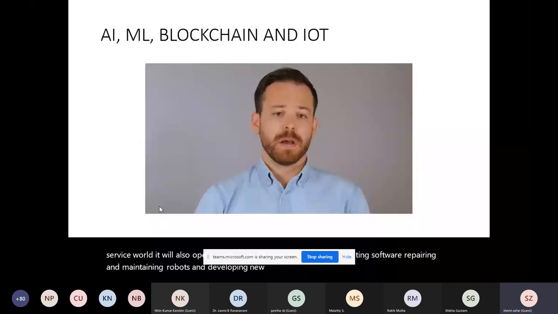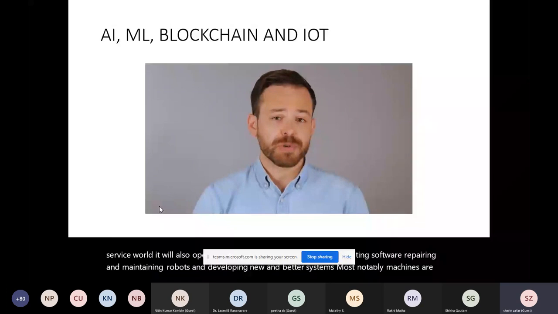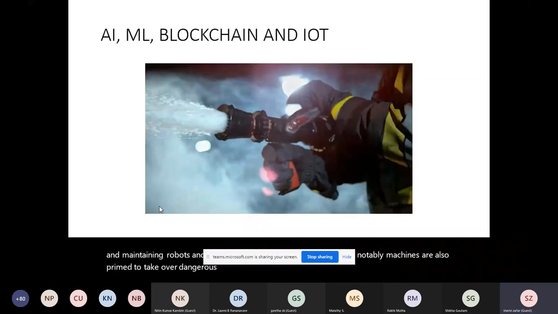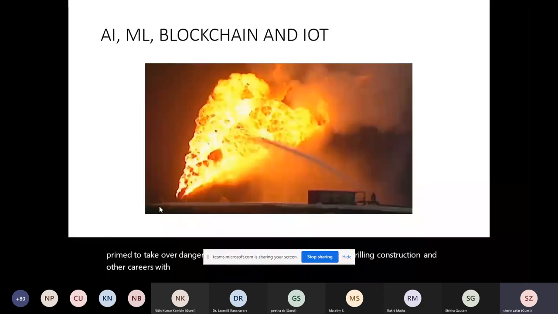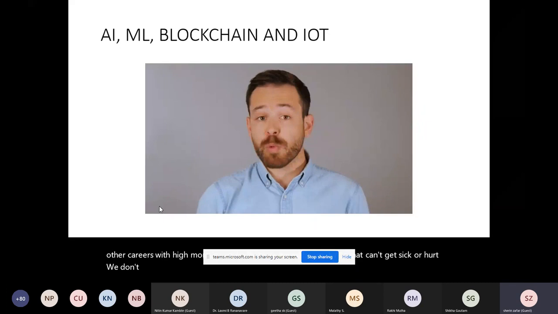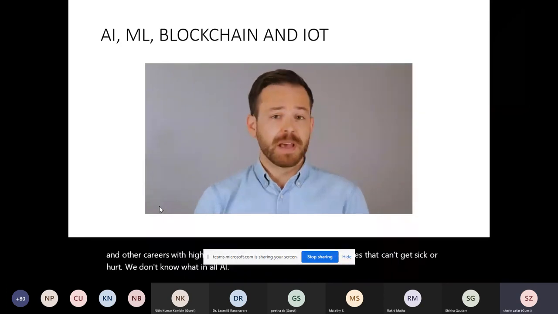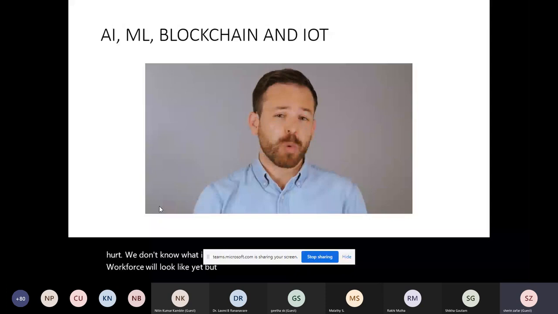Most notably, machines are also primed to take over dangerous jobs. Firefighting, mining, deep sea oil drilling, construction, and other careers with high mortality rates will be replaced by machines that can't get sick or hurt. We don't know what an all AI workforce will look like yet, but many economists believe that the world might be a brighter and more rewarding place with machines taking over the more dull and hazardous jobs.